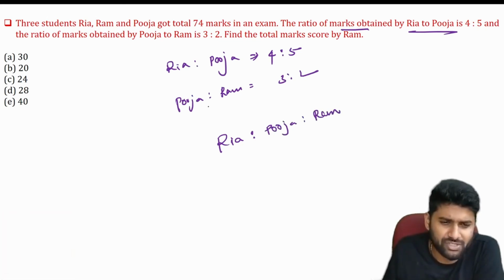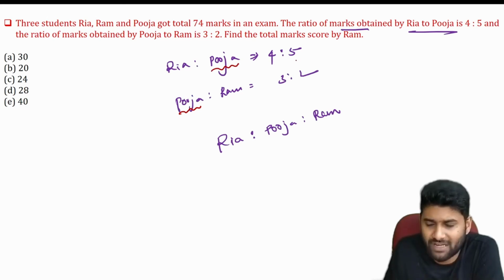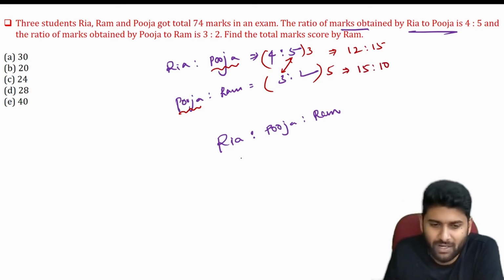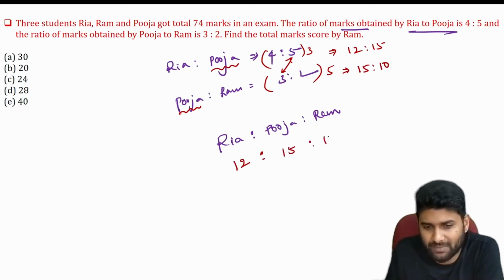Now, according to this concept, you should understand that Pooja is the common person, so Pooja's value must be common. To equate those two values, you should multiply the first ratio by 3 and the next ratio by 5. It's a value of 12 is to 15, and 15 is to 10. Now you will get Ria is 12 units, Pooja must be 15 units, Ram must be 10 units.